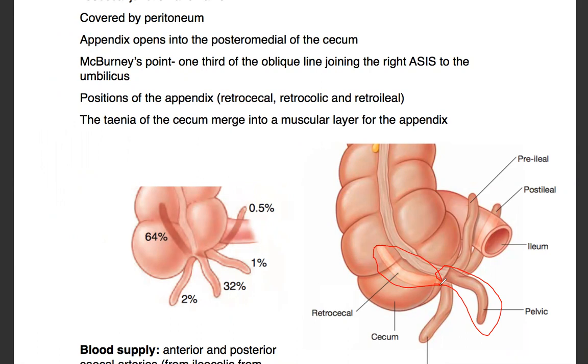Okay? So the two most important things about the appendix are its location, which is McBurney's point, and its position, which is most commonly retrocecal. Okay?